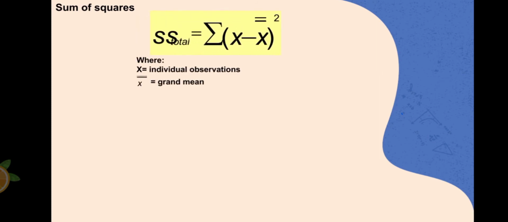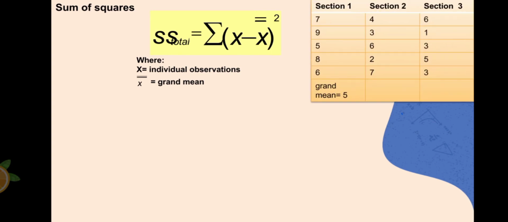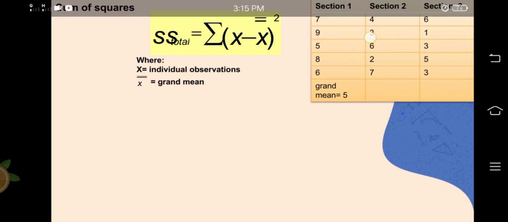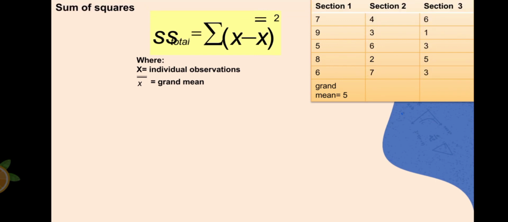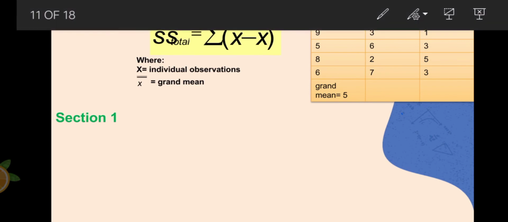Okay, so now that we have our degrees of freedom, let's start to calculate our sum of squares. So this is the formula for our sum of squares. Our sum of squares total is equal to the summation of x minus the grand mean, squared. So that's the formula. Referring to our table here, our x is the individual observation. So these are our individual observations. And our grand mean is 5. So for section 1, we have this.